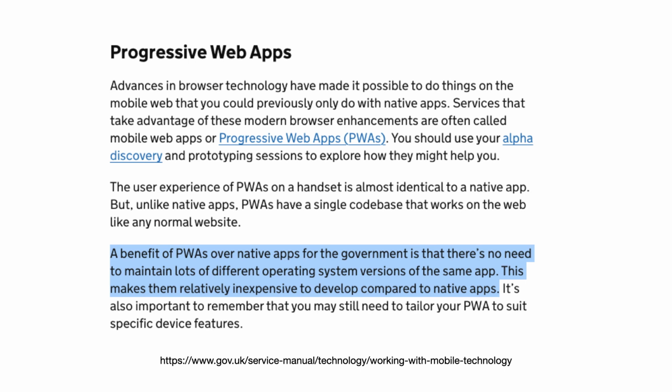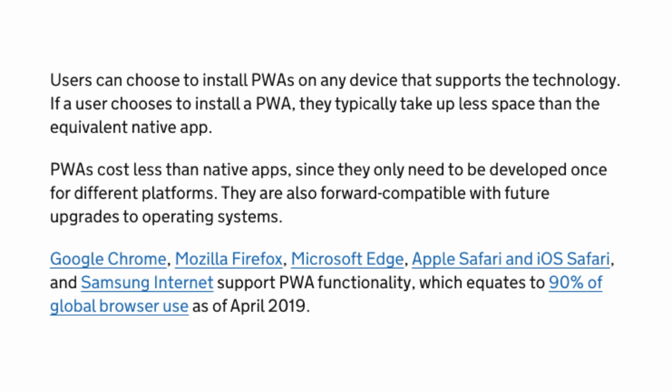Our government goes on to say users can choose to install PWAs on any device that supports the technology. If a user chooses to install a PWA, they typically take up less space than the equivalent native app. And this is very important in emerging markets where lower priced phones have lower specifications and less storage space. The government continues, PWAs cost less than native apps since they need to be only developed once for different platforms. They're also forward compatible with future upgrades to operating systems.